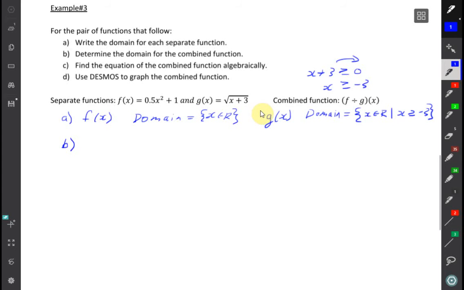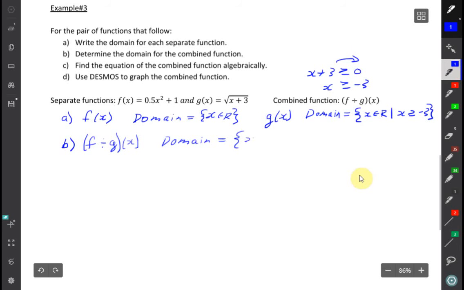Now that brings me to another point that I have to consider. I don't want division by 0. And we know that when this is equal to minus 3, it ends up being equal to 0. And that would give us division by 0. So because of the nature of this function, we're going to have to limit this to x greater than negative 3. So the domain of f divided by g at x would be equal to the set of x is an element of R such that x is greater than negative 3.